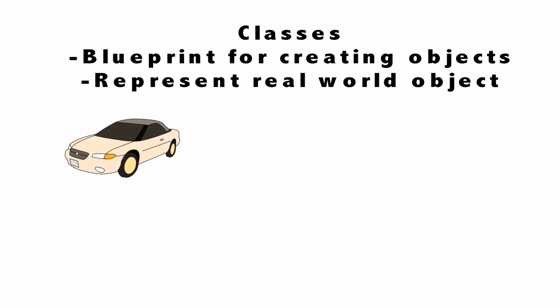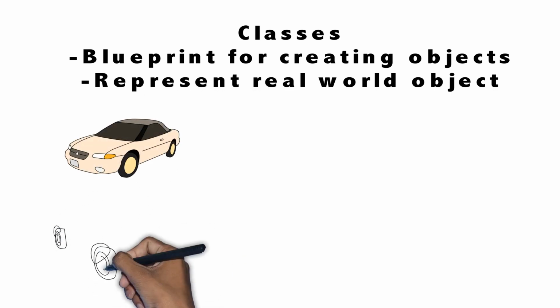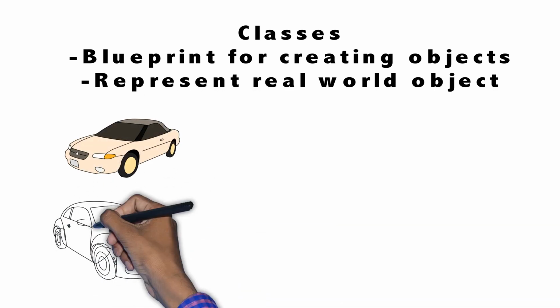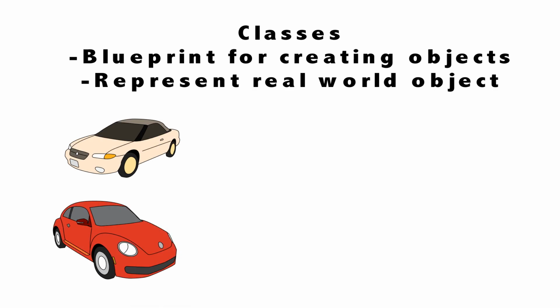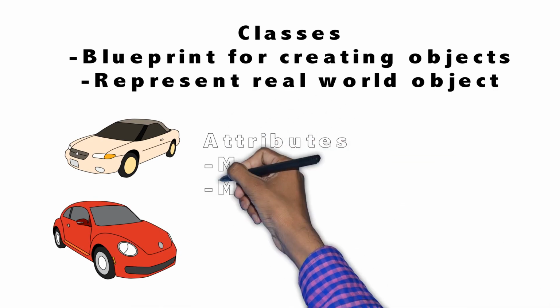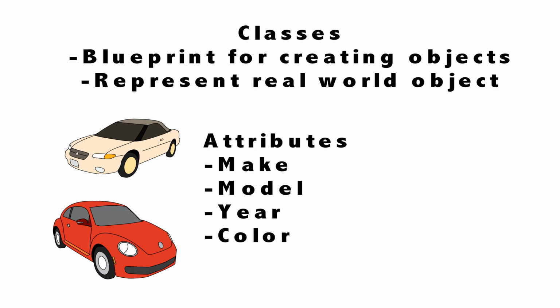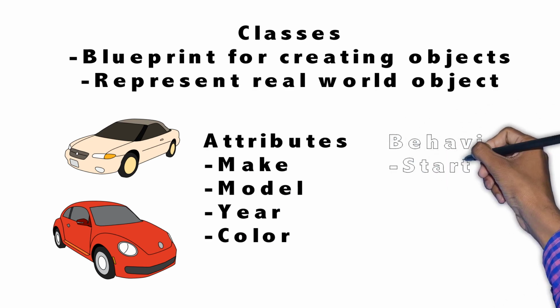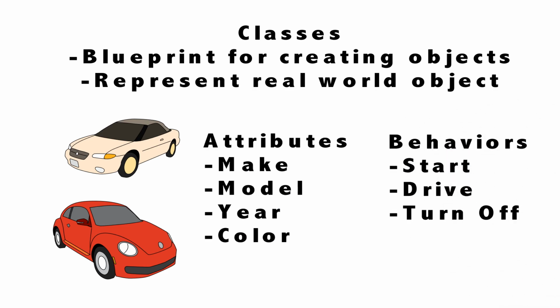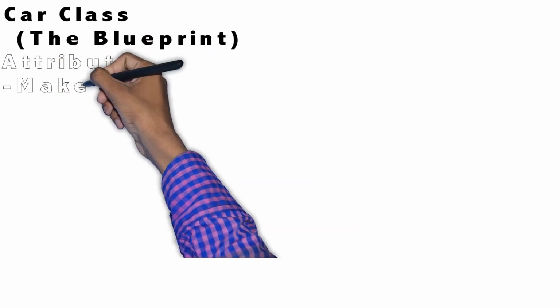Let's say you are designing software for a car dealership. The dealership can have many different types of cars, but every car has attributes such as make, model, year, and color. Each car also has behaviors such as starting, driving, turning off, and more. In Python, you can create a car class that has all of these attributes and behavior, then you can create objects from that class. But what is an object?